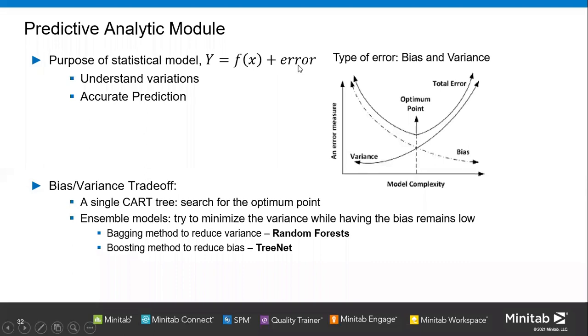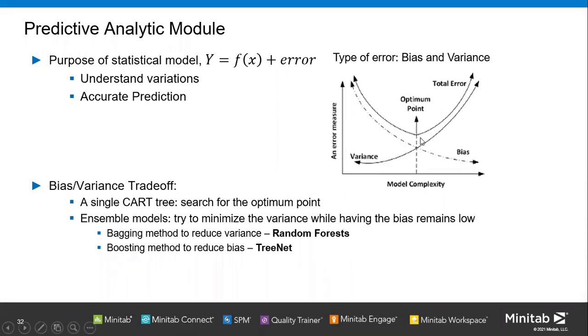The error here refers to understanding the variation and the accuracy of the prediction. The types of error here are variance and bias. If you go for a complex model, your variance can be big. But for this one, we want to get a balanced model. We call it the balanced model between bias and variance. So we want the balanced model.